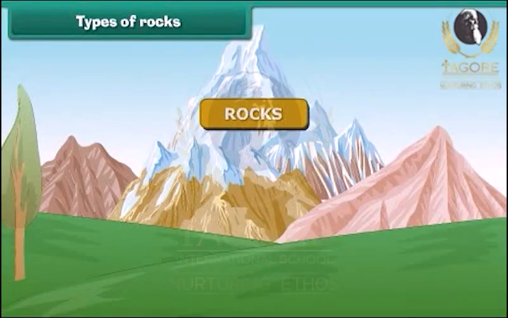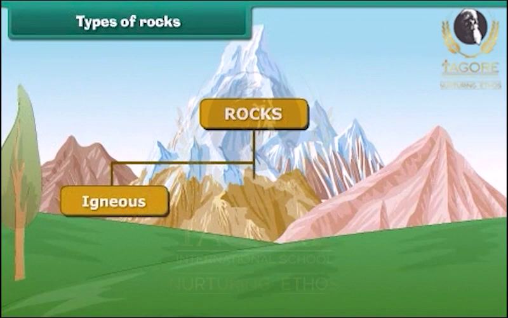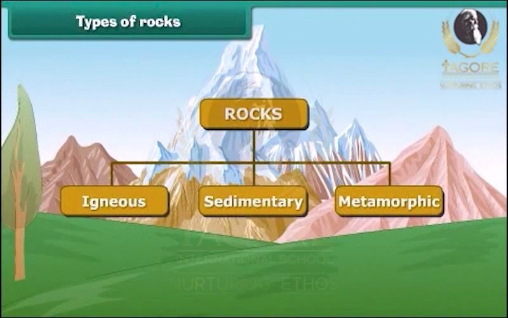Dear friends, there are three main types of rocks depending on how they are formed. These are igneous rocks, sedimentary rocks, and metamorphic rocks. Let's discuss them in detail.